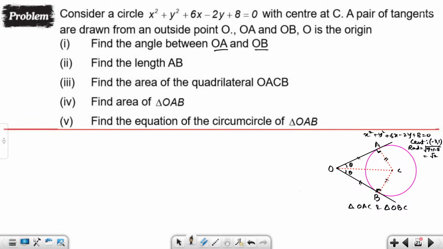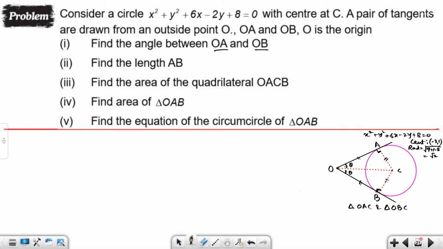Now, let me tell you one very important point over here. Whatever we are doing here, all the points are very, very important. Here we have learned that this angle and this angle are the same. You must remember that whenever we are drawing a circle circumscribing OAB, it must pass through C. These are the things which we have to remember as a result.